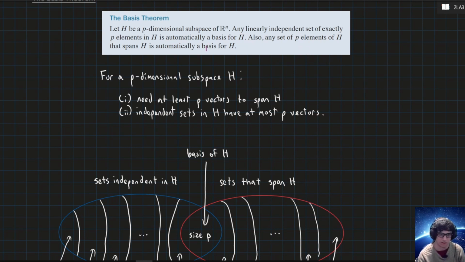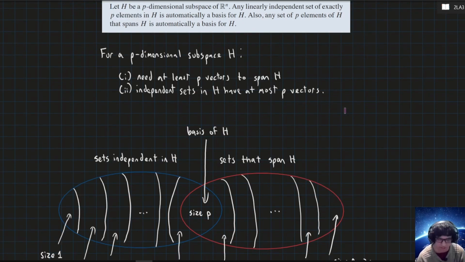If you can find p many independent vectors, it's automatically a basis. If you can find p many vectors that span H, it's automatically a basis. You don't need to check the other property.